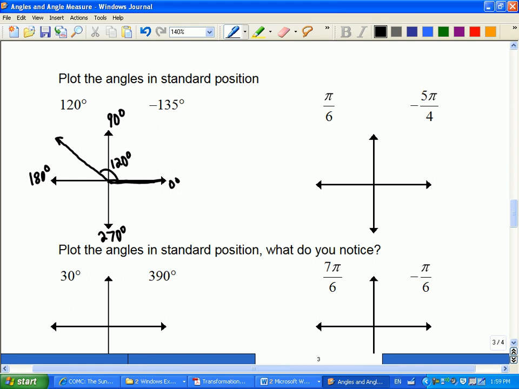I'll do negative 135 in red just so you can pick it out. But if I go negative, this time I'm changing the rotation. I'm going to go the other direction. I'm going to go clockwise. So this would be negative 90. This would be negative 180. Negative 270. And this would be all the way around to 360 if I did make it all the way there. So at negative 135, it's going to show up right in the middle here.